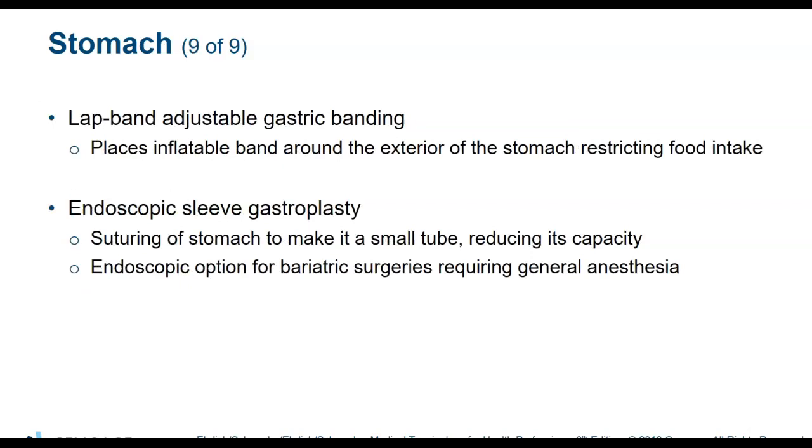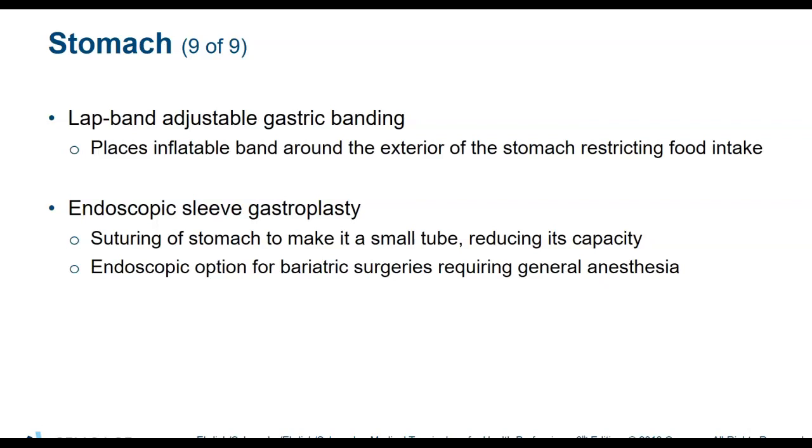The lap band adjustable gastric banding is a little bit different. It's much less invasive. They simply put a band around the exterior of the stomach, and they can push fluid into it to restrict it more and more. And then there's endoscopic sleeve gastroplasty. And that's when they actually go in, they suture the stomach to make it a small tube that reduces the capacity of what they can eat.